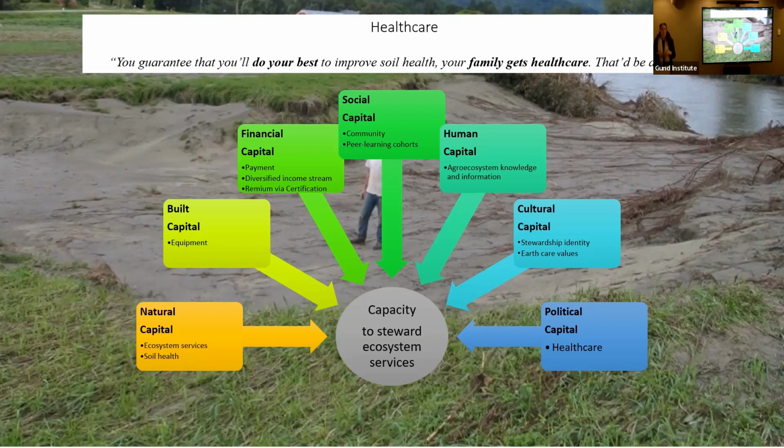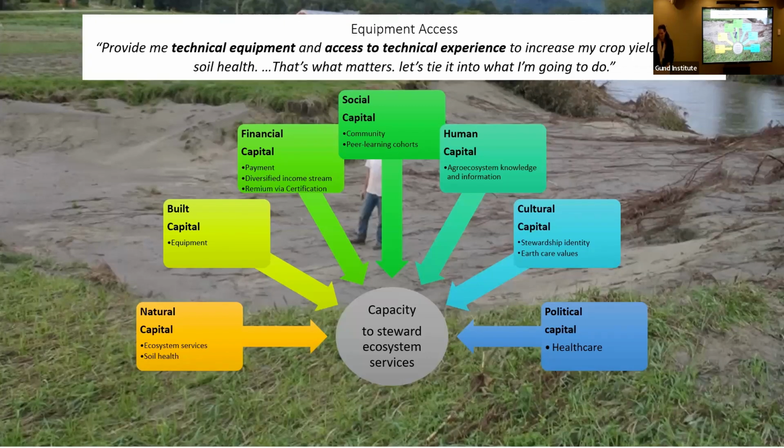You guarantee that you do your best to improve soil health and your family gets healthcare. That'd be awesome, right? So even though maybe they didn't fill it out in the survey, that's a good idea if you're taking care of the financial piece.